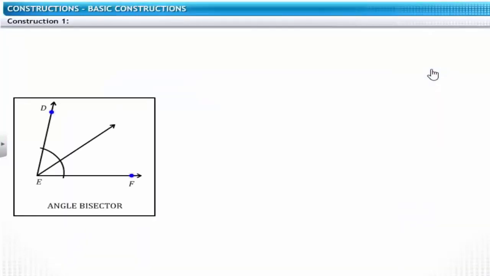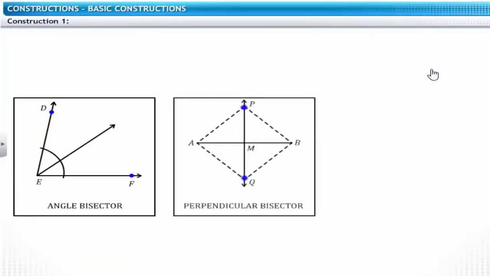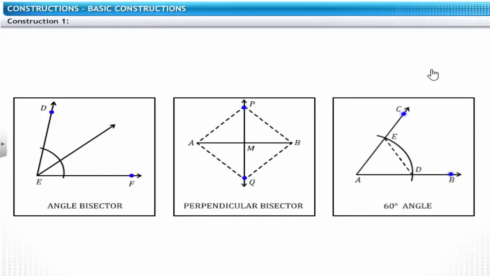The construction of an angle bisector, a perpendicular bisector, and an angle of 60 degrees are the three basic constructions that will be covered in this lesson. After constructing these figures, we will verify the results logically. Let's begin with the construction of an angle bisector.